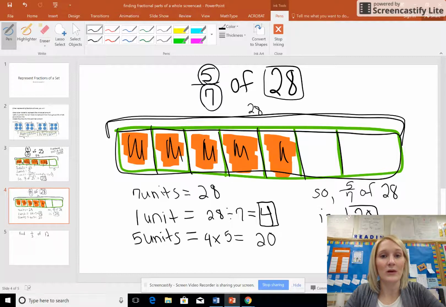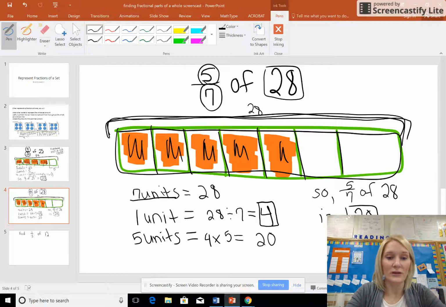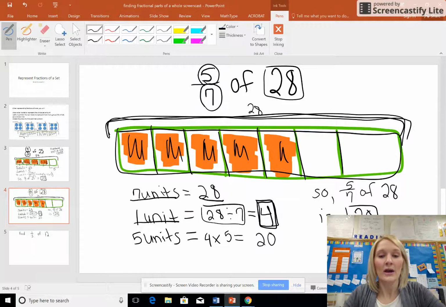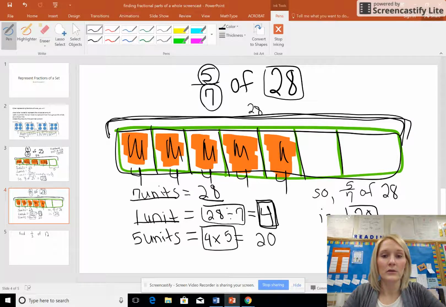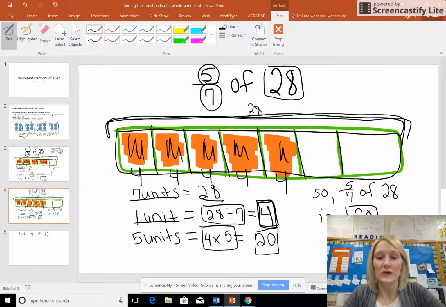Now I have to think in terms of multiplication and division at this point. So if I have a total of 28 and I have 7 equal parts, I know 7 units equals 28. 1 unit is going to equal 4. I'm going to divide 28 by 7 equal parts. So if I'm trying to find how much 5 of those parts are worth, I'm going to count by 4s up until I get to 5. 4 times 5 gives me 20. So if I'm trying to find out 5/7 of a whole set 28, I'm going to have 20.